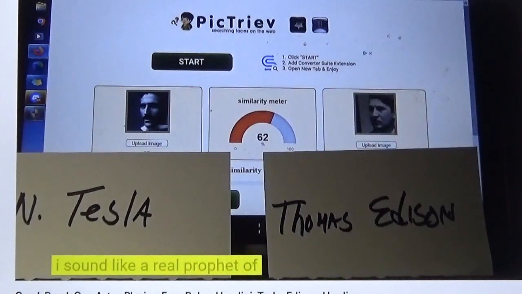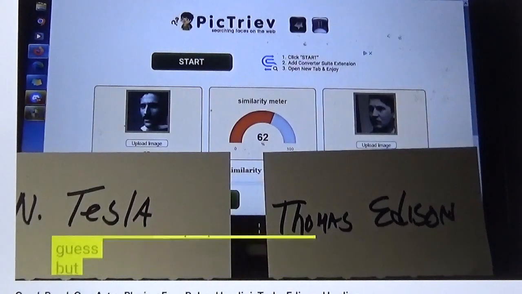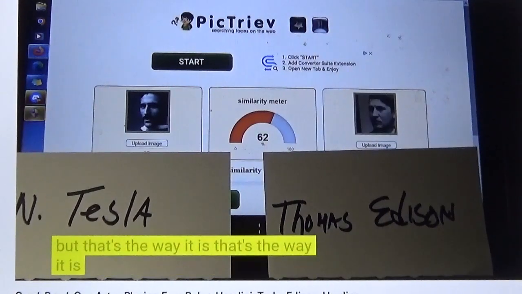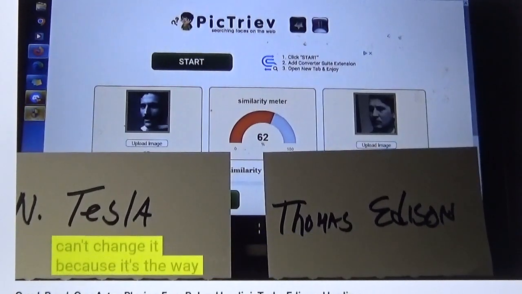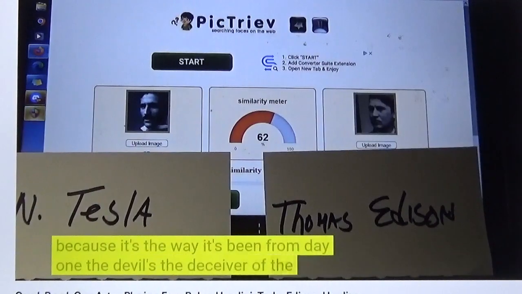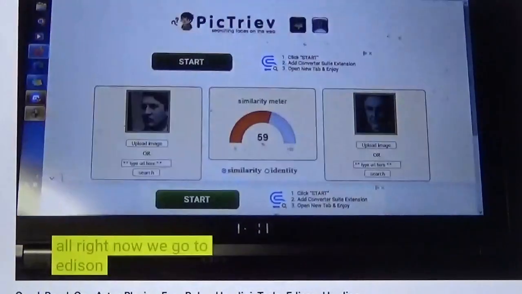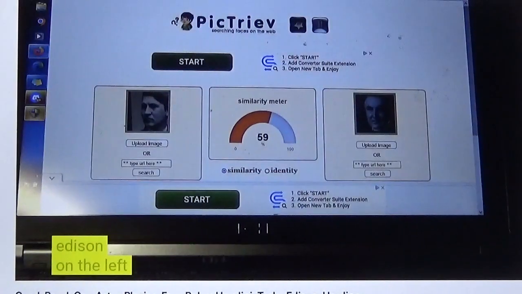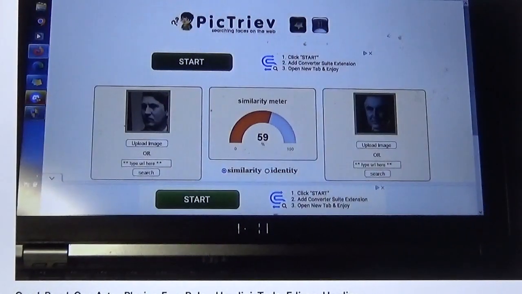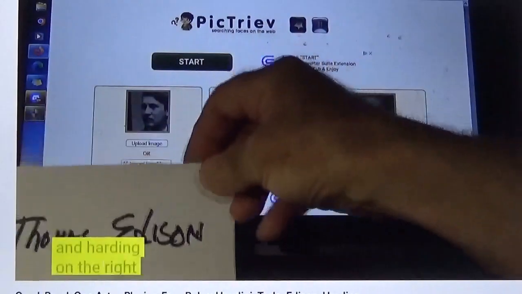Well, I sound like a real prophet of doom, I guess. But that's the way it is. Can't change it because it's the way it's been from day one. The devil's the deceiver of the world. All right, now we go to Edison on the left and Harding on the right.